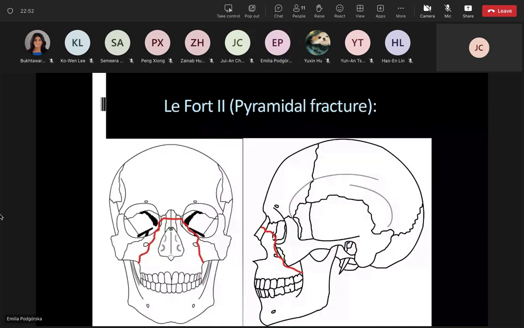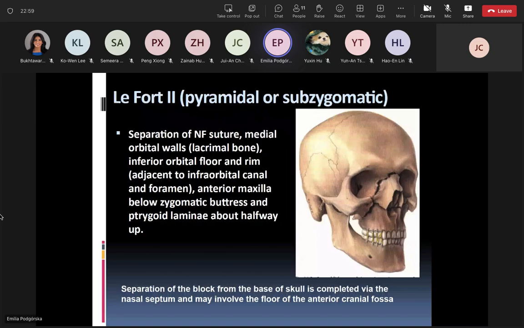We have separation of the nasofrontal suture, medial orbital walls from the lacrimal bone, and inferior orbital floor and rim, adjacent to the infraorbital canal and foramen, anterior maxilla below the zygomatic buttress and pterygoid laminae about halfway up. Separation of the floor from the base of skull is conducted via the nasal septum and may involve the floor of the anterior cranial fossa.